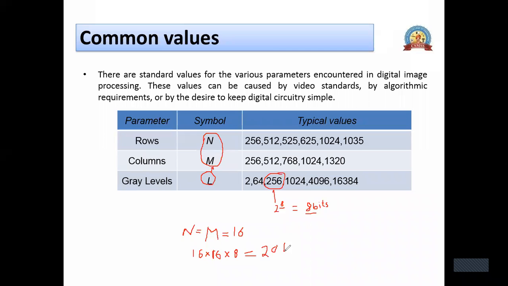Okay. Now let's have a question here. Let's say there is an image of 10 by 10, that is, m and n are 10, and let's say we are using a gray level with 64 different levels, where L is 64.